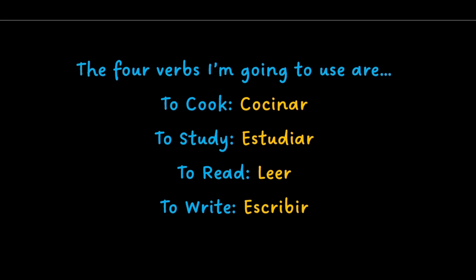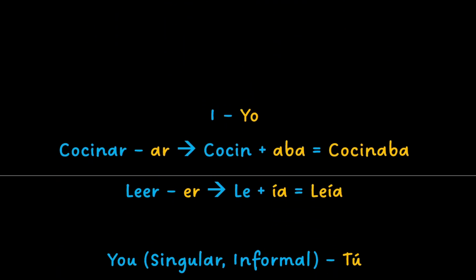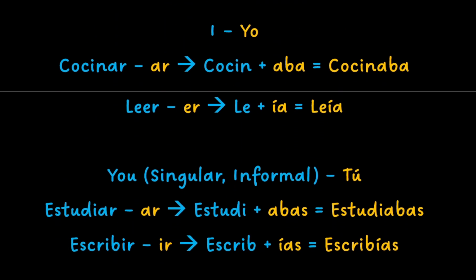The four verbs I'm going to use in this video are to cook, which is cocinar, to study, which is estudiar, to read, which is leer, and to write, which is escribir. For the first set of sentences, cocinar and leer will be in the I form, and estudiar and escribir will be in the you form when talking to one person informally. So cocinar will become cocinaba, leer becomes leía, estudiar becomes estudiabas, and escribir becomes escribías.